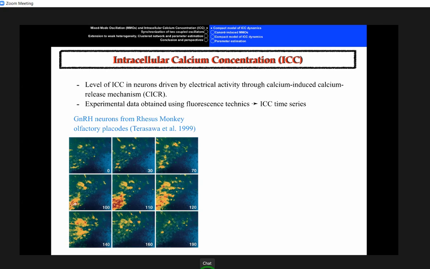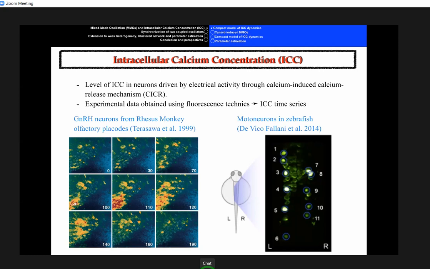So here the numbers that you see are in seconds, and we have the neurons and the fluorescence that indicates the level of ICC in each neuron. And you see that it evolves over a long time.